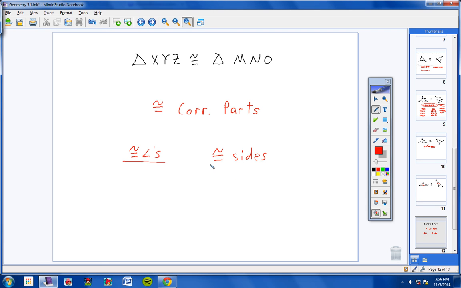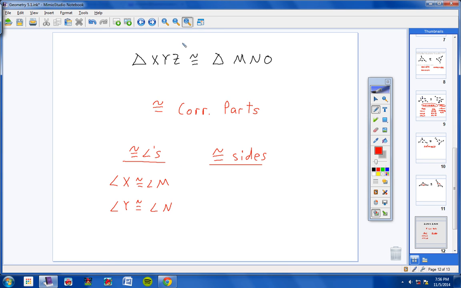Watch. Look, guys, what letter came first over here? X. What letter came first over here? M. So I know that angle X is congruent to angle M. Okay? What came second over here? Y. What came second over here? N. So I know that angle Y is congruent to angle N. It is so cool, guys.